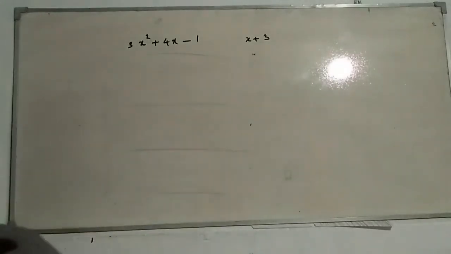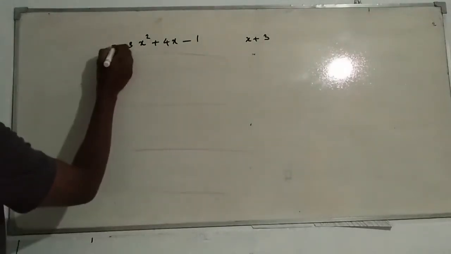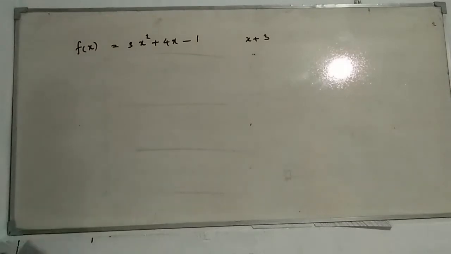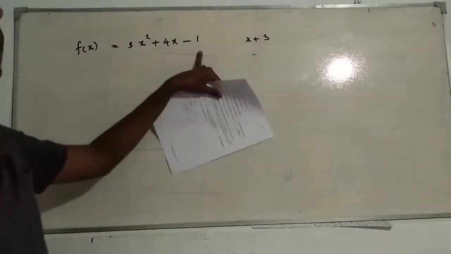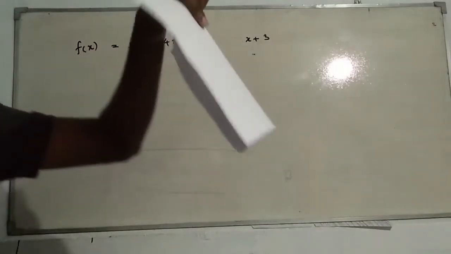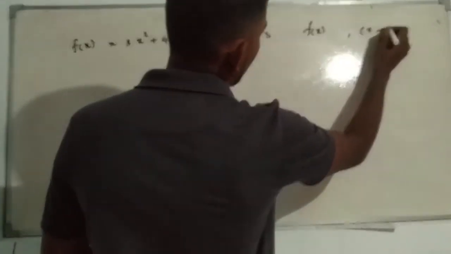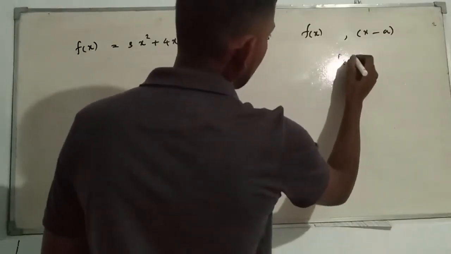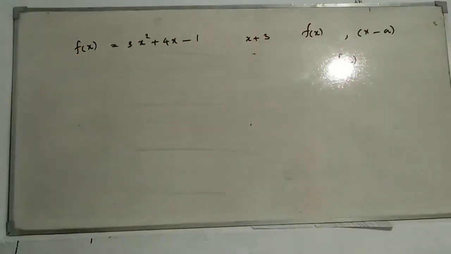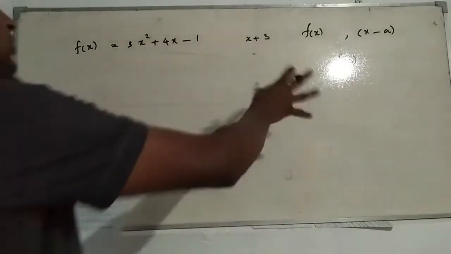We have to use the remainder theorem to find the remainder, right? So first I rewrite this polynomial as f of x, then f of x equals this one. If you can remember the remainder theorem, in the remainder theorem we say that when f of x is divided by x minus a, the remainder is f of a. That is our remainder theorem. So we can use that theorem to find the remainder in this question, right?